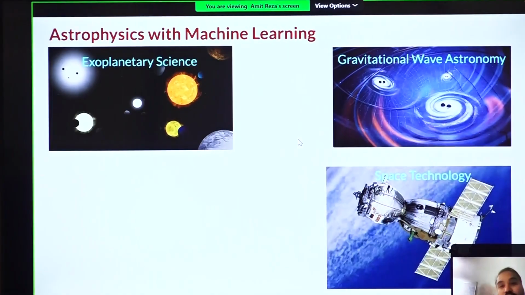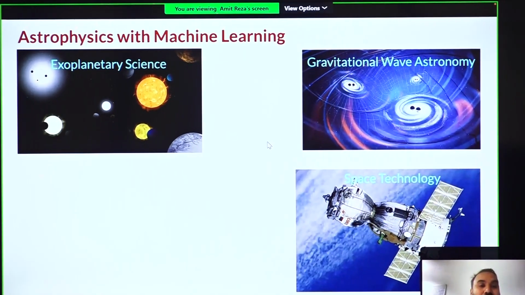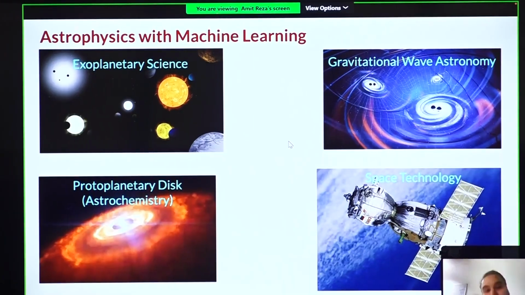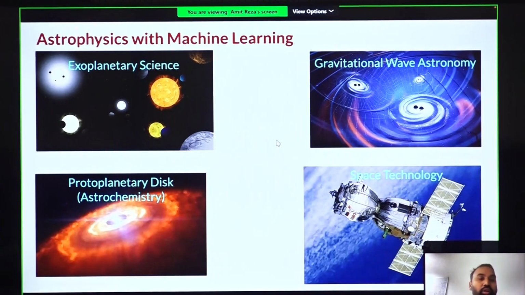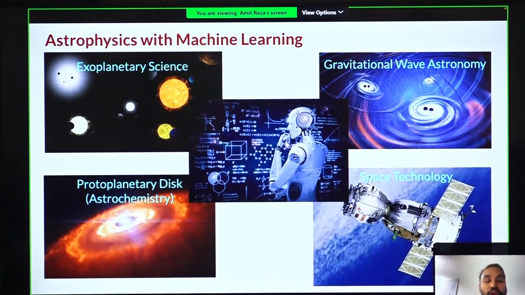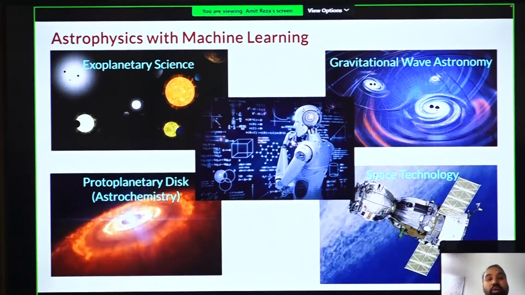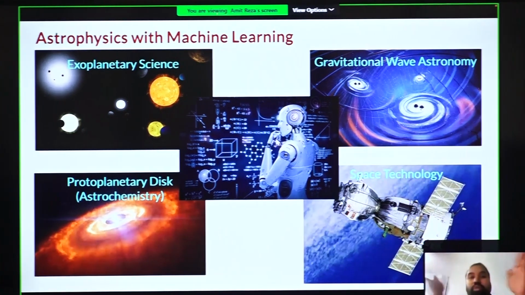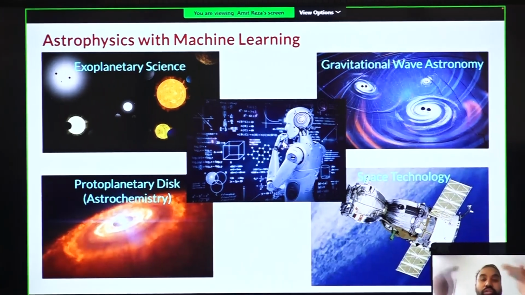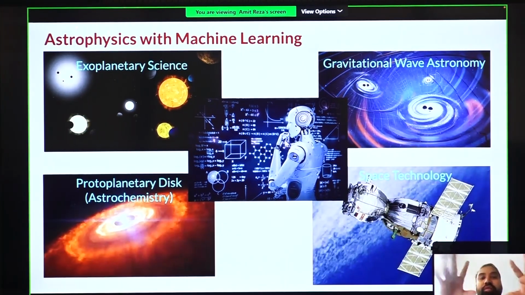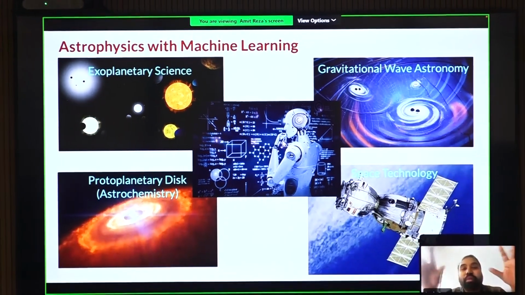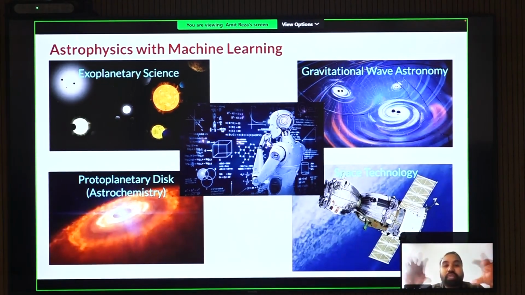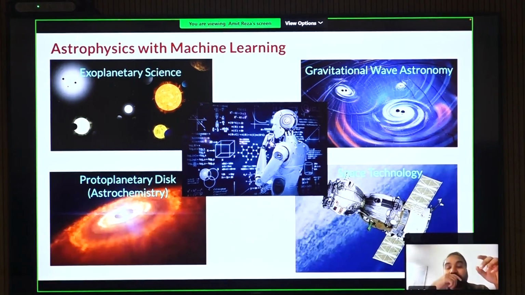Exoplanetary science, most of these three examples. And if time permits, then I'll also talk about something on protoplanetary disks or astrochemistry. So these are the overall topics on which I'm working right now as a part of our institute projects. And since these are very different topics, for today's talk I'll try to give a very brief overview of some examples of how these different topics are actually connected through machine learning.